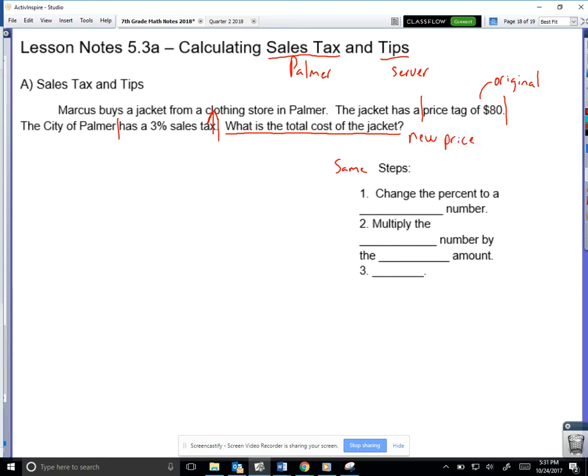So the same steps. Remember how we calculated when we're trying to find the new price, a new amount? It's going to be the same exact thing. These steps should look familiar. Step number one, we're going to change the percent to a decimal number.